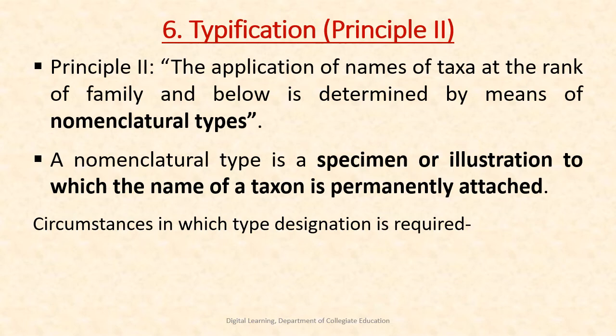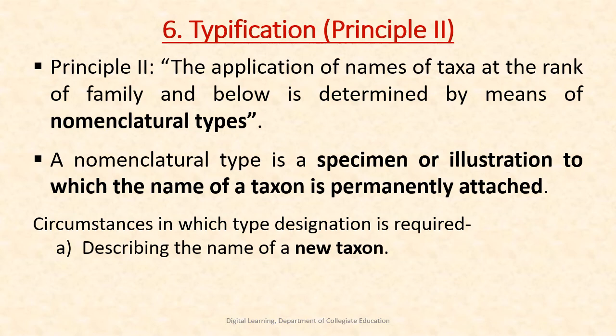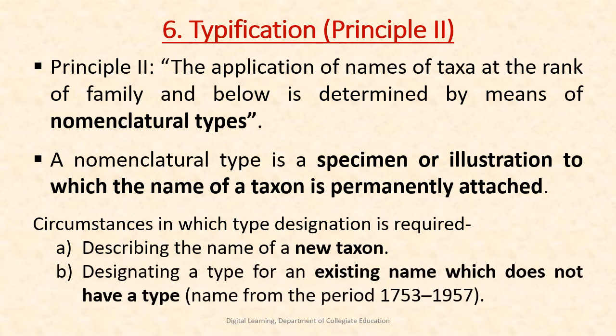There are two distinct circumstances in which type designation is required. The first one is at the time of describing a new taxon, and the second one is when the designation of a type is required for an existing name which does not have a type.